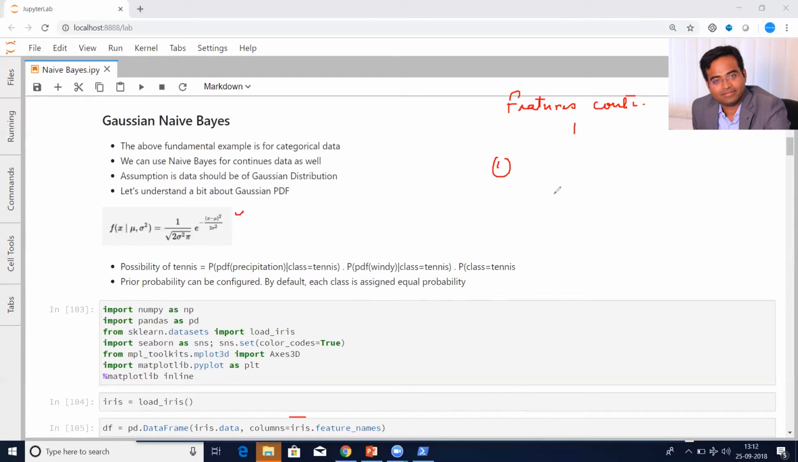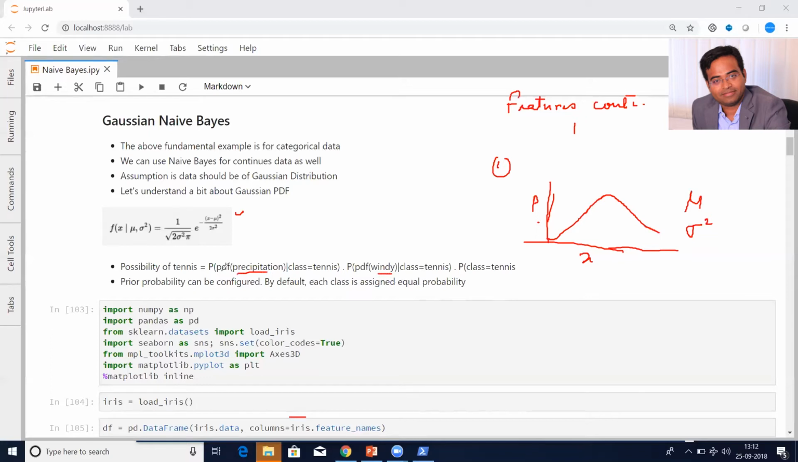So if the data follows a normal distribution, given a value of mu, the mean of the data, the standard deviation of the data, and a value of x, you should be able to predict the probability, right? Using this equation. So assume that we have continuous columns in the previous example, like precipitation and windy.